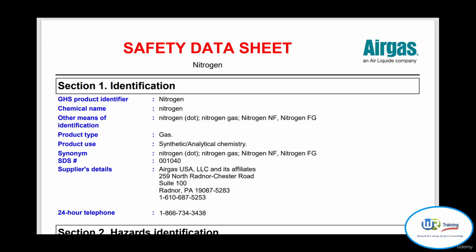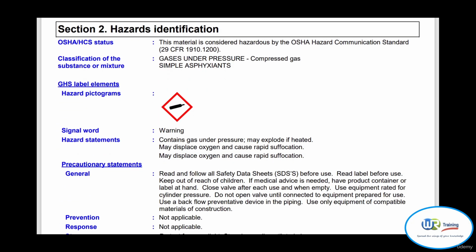Okay, the first section identifies the product and the supplier. In this example, the product is nitrogen in its gaseous state and supplied by Airgas USA. Included here are the emergency contact details. Section 2 lists the hazards associated with the product. This section is useful for safe day-to-day operation. Please use this information to reduce the risk at your workplace.